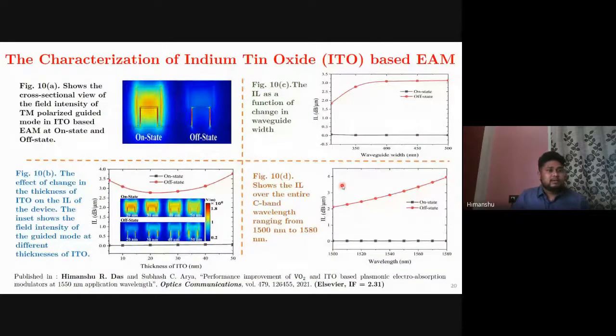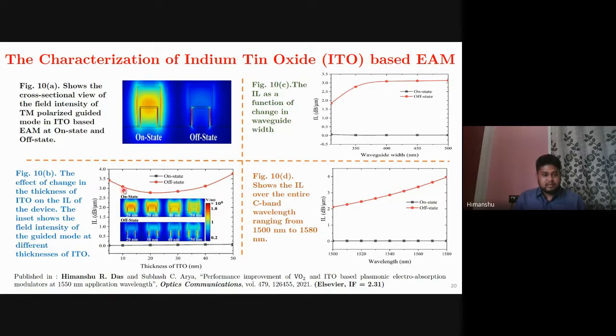Now coming to the next slide, this is the characterization of indium tin oxide based EM. So here figure 10A shows the on-state and off-state of the device for the indium tin oxide based EM. At off-state, we can see that maximum light is absorbed by this ITO layer. Now coming to figure 10B, it shows the effect of increasing thickness of ITO on the IL of the device. So here we can see that the thickness increases up to 20 nanometer, and then it increases again for the off-state. And here we have chosen 10 nanometer as the thickness of ITO because of two main reasons.